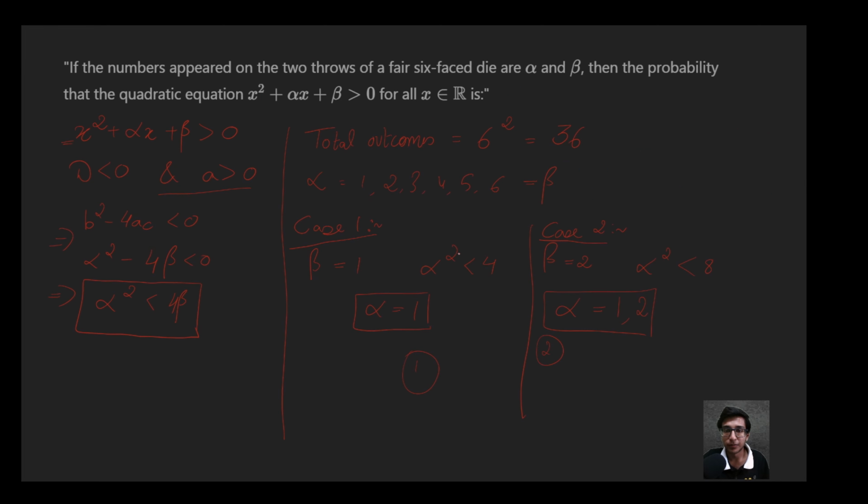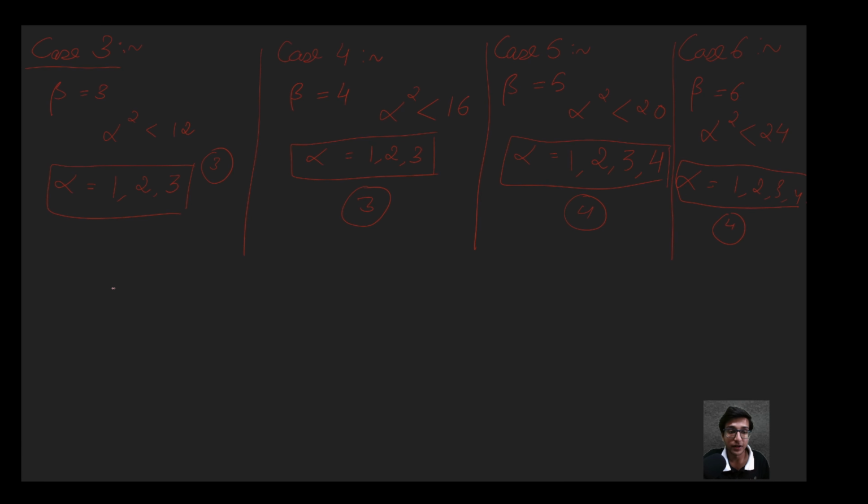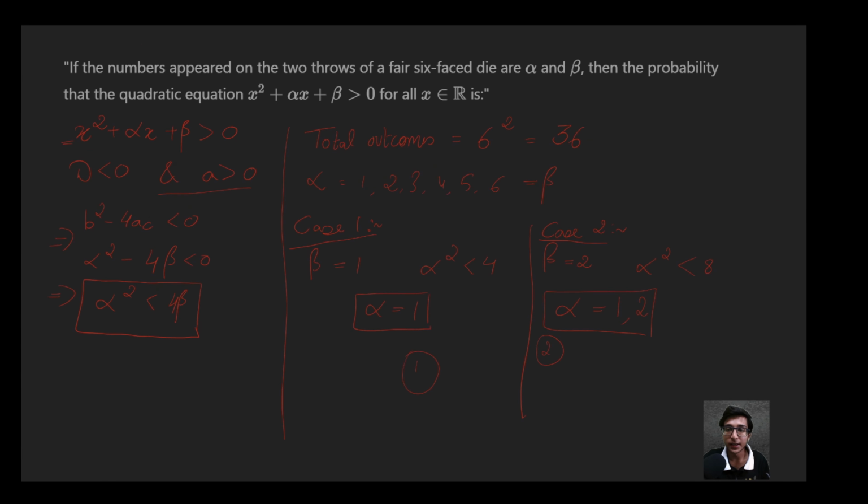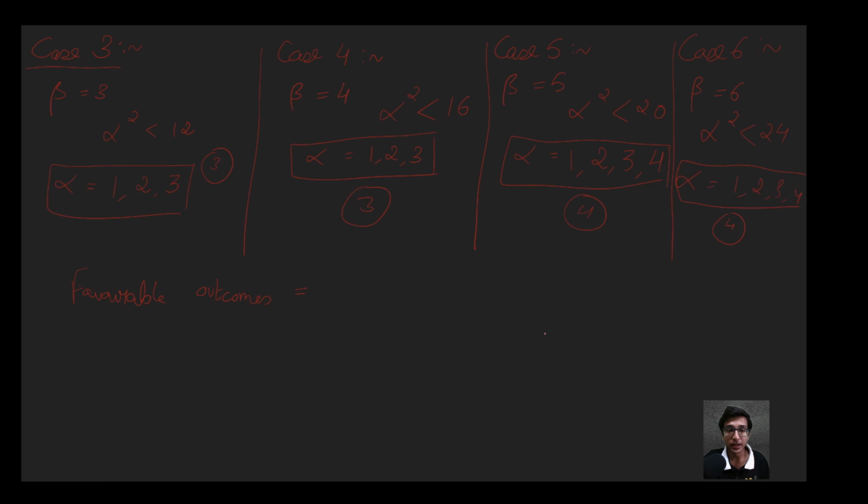So what are the total possible outcomes? Sorry, total favorable outcomes. That means all those numbers for which the quadratic equation x square plus alpha x plus beta is greater than 0. So from here we have 1, here we have 2, 3, this 3 becomes 6, this 3 becomes 9, this makes it 13 and this makes it 17. So 17 by 36, since 36 was our total outcomes and the favorable outcomes are 17, our probability becomes 17 by 36.